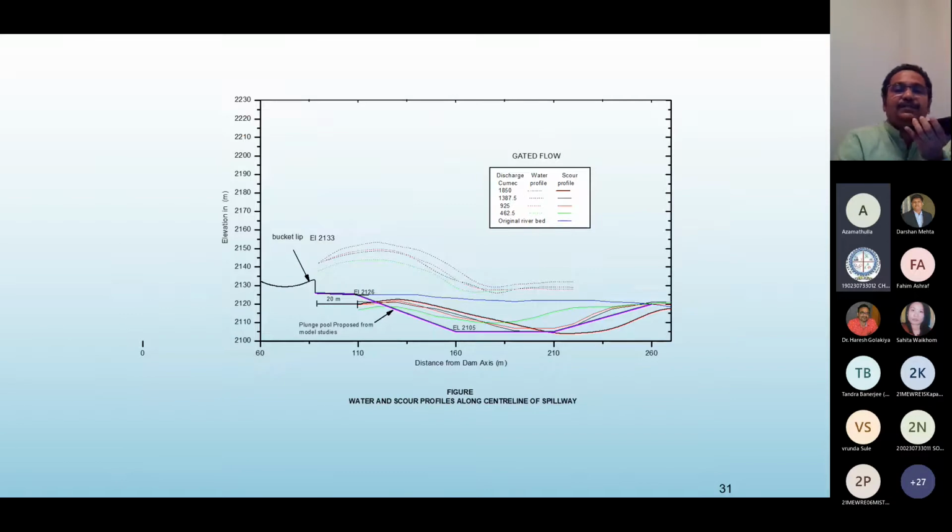Okay, so this is the Parvati Dam spillway after conducting experiments. This one's a gated flow. Whenever there is gated flow, your throw distance will be very high compared to ungated flow. This is the proposed elevations.